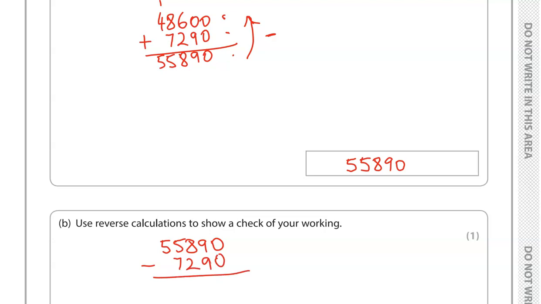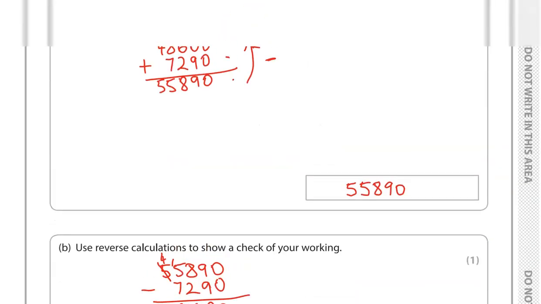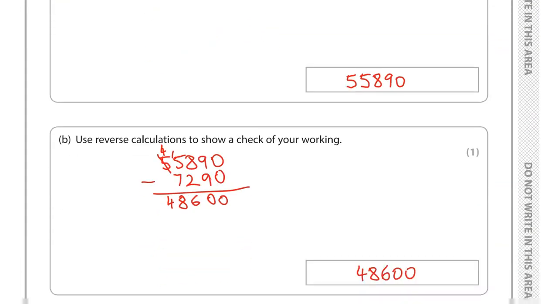So 0 take away 0 gives me 0. 9 take away 9 gives me 0. 8 take away 2 gives me 6. 5 take away 7 means that I've got to borrow 1 from this. So this becomes 15. 15 take away 7 gives me 8. And then we have 4 take away 0 gives me 4. So 48,600. And that matches what we had here, so it shows we've done it correctly.